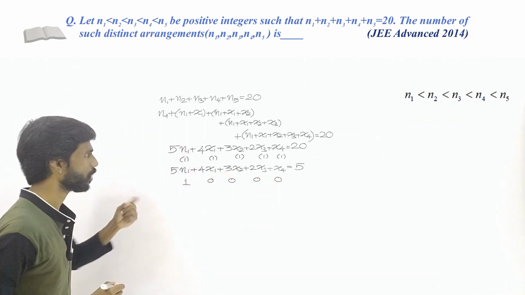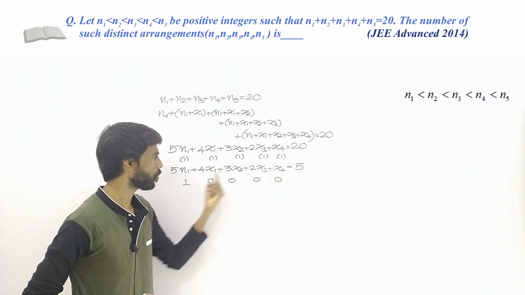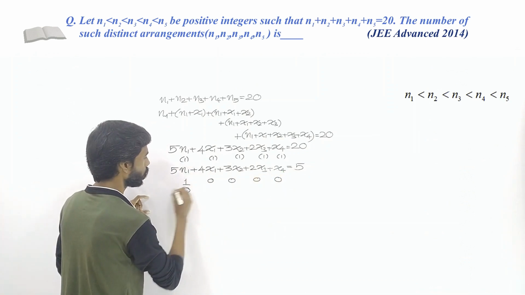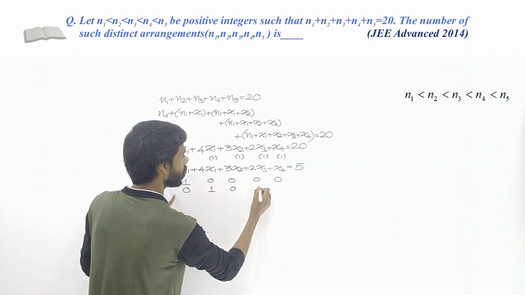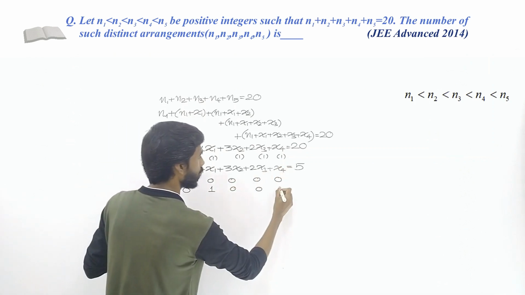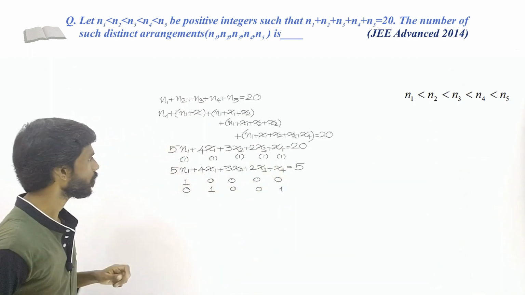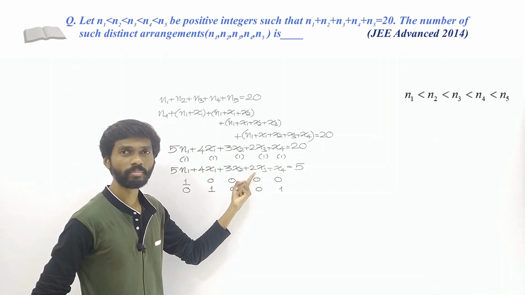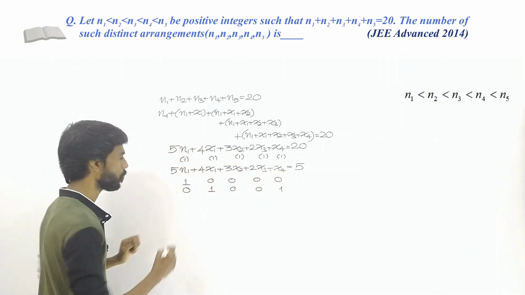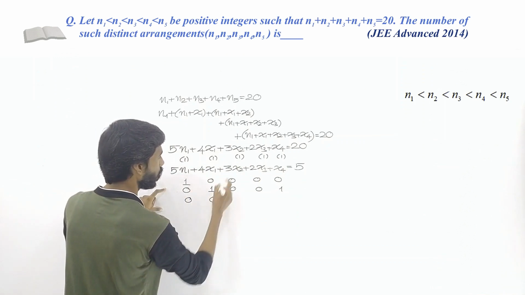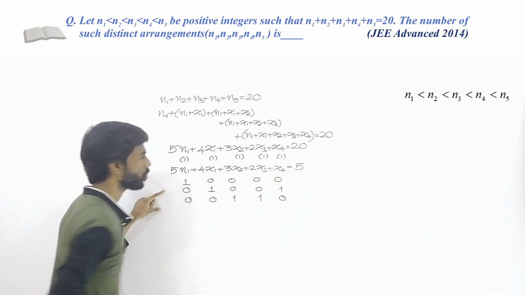Now is there any other way to get 5? 4 plus 1 is also 5, which means the other variables should be taken as 0: x1 is 1, the middle values are 0, and x4 is taken as 1. So 4 plus 1 is 5. Any other way we can get 5? 3 plus 2 is 5. So you take x2 as 1 and x3 as 1, and the other variables will be 0. So 3 plus 2 is equal to 5.